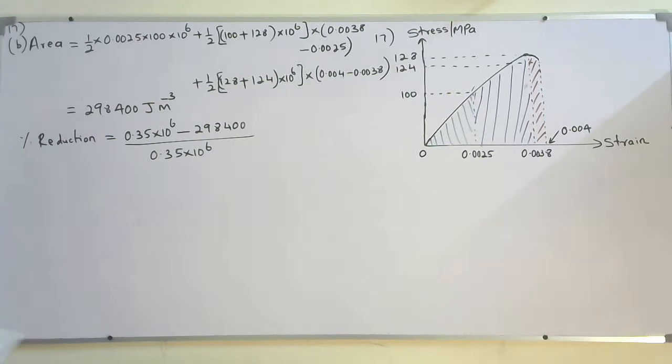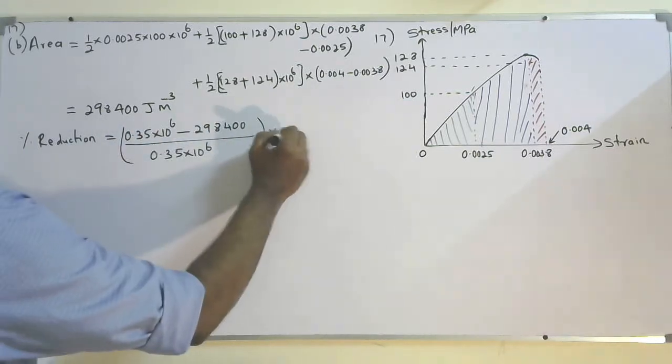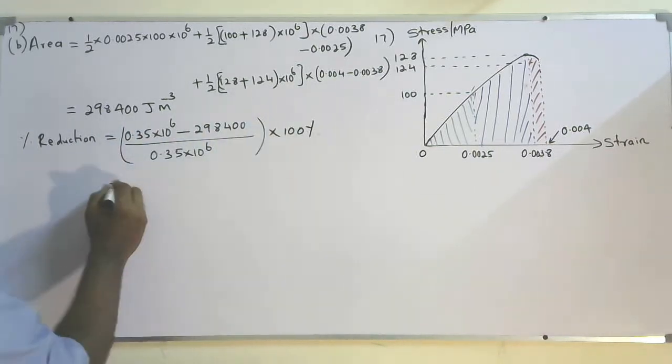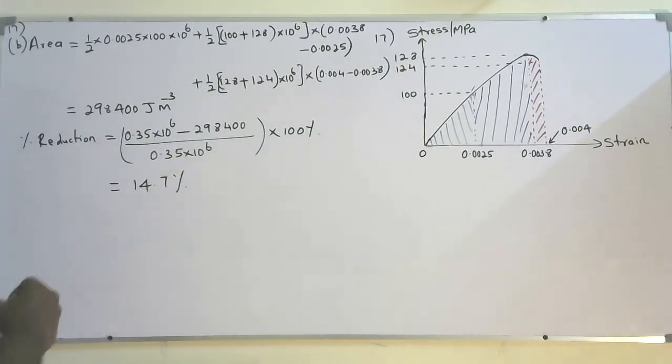The percentage reduction they ask for. So if you do that, into 100 percentage, you will get almost 14.7%.